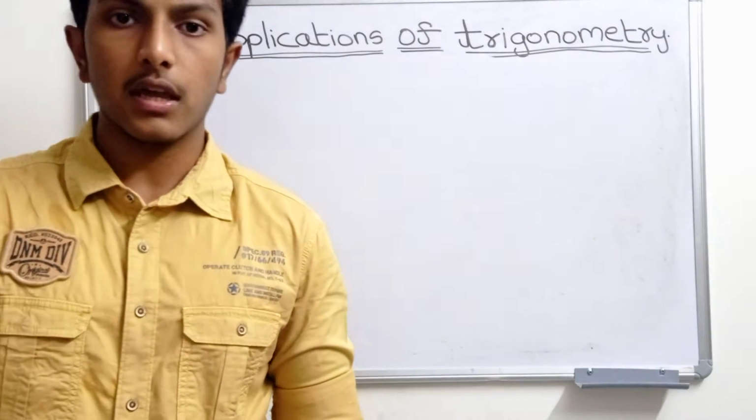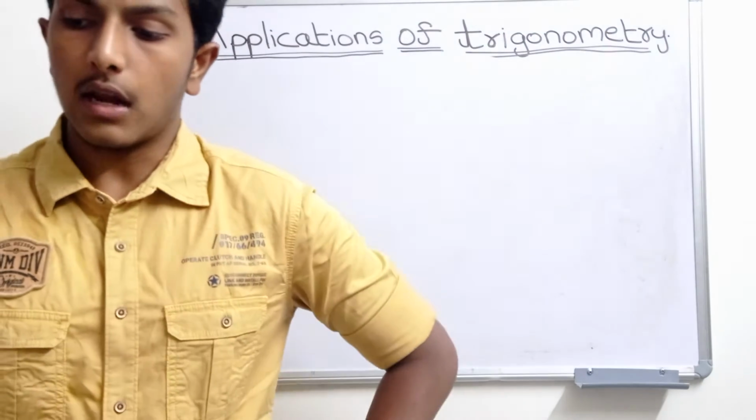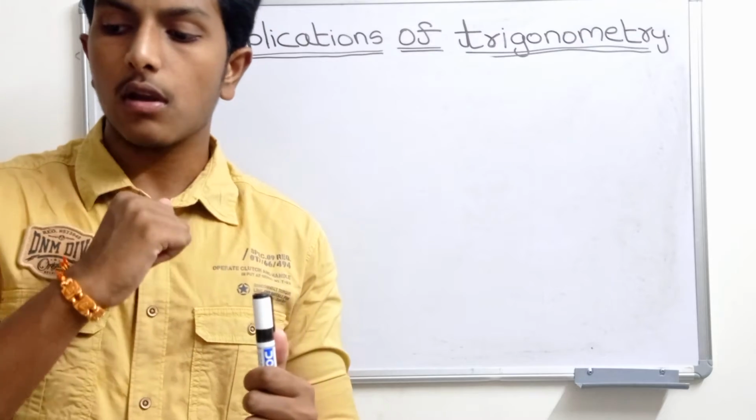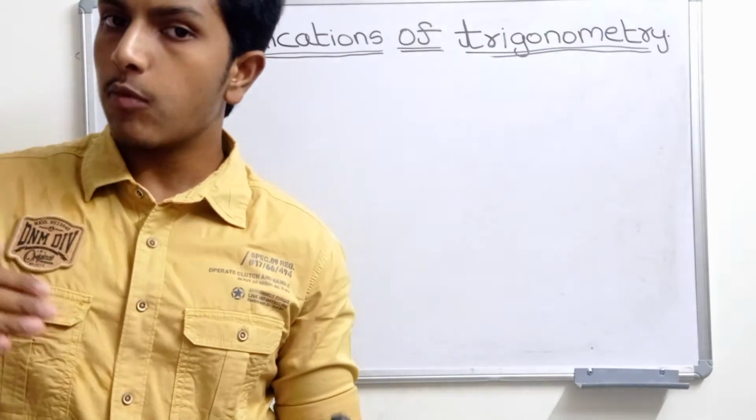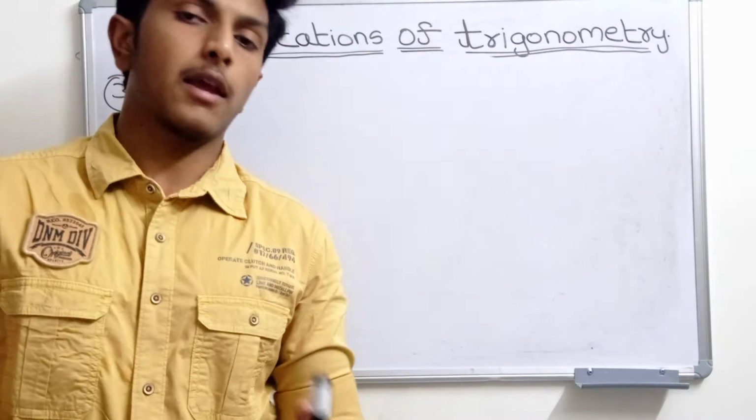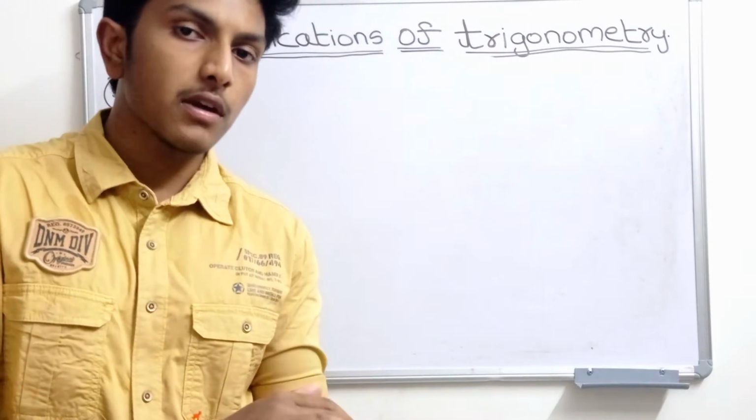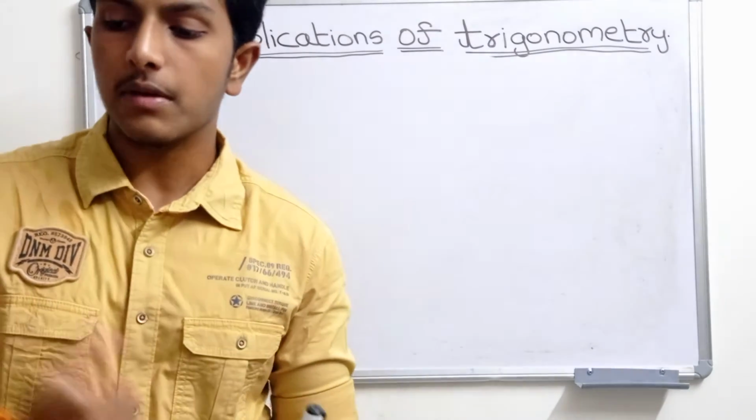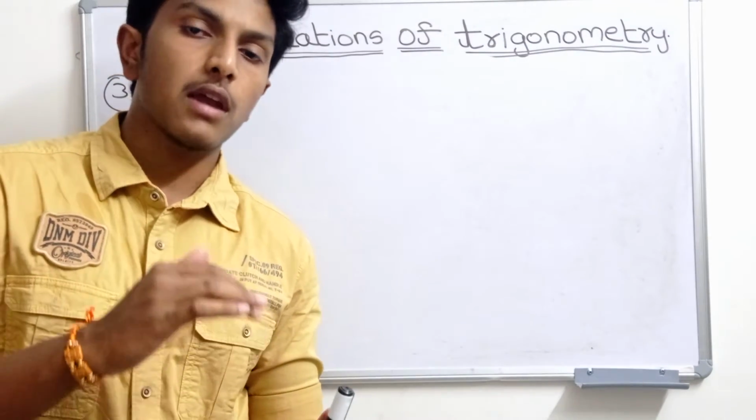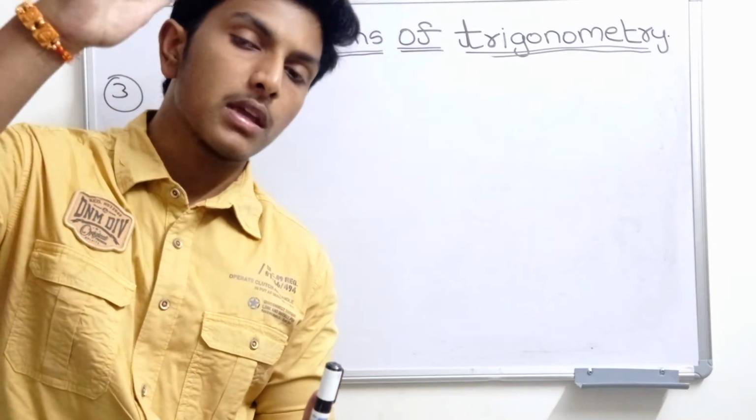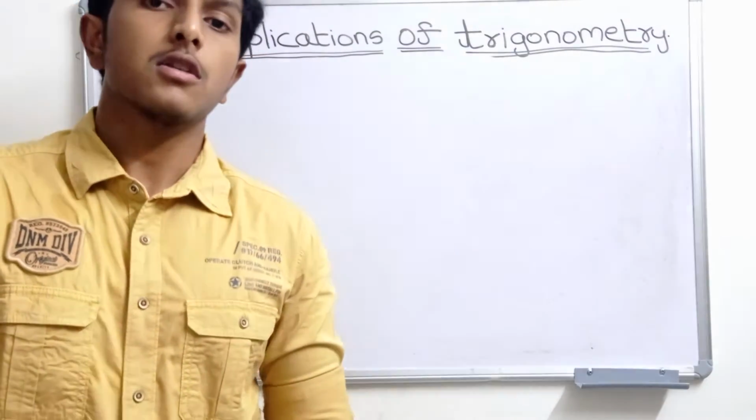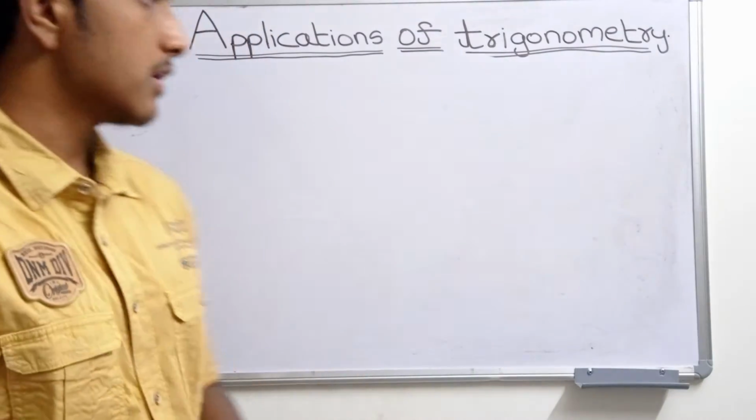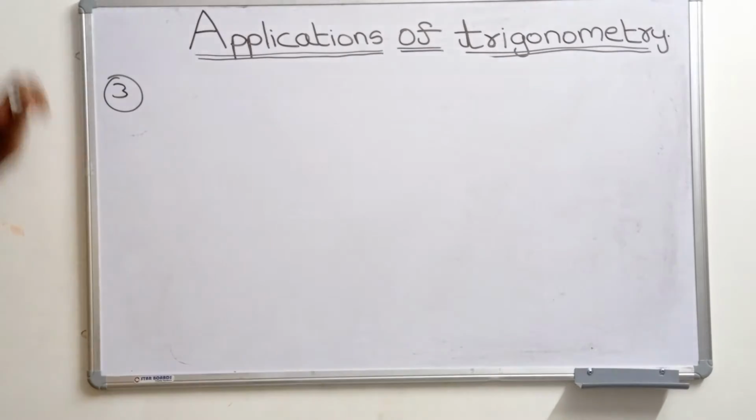Guys, I am reading the question again. Please listen carefully. An observer of 1.5 meters tall is 28.5 meters away from the chimney. The height of the observer is 1.5 meters and he is 28.5 meters away from the chimney. The angle of elevation at which he is watching the top of the chimney is 45 degrees. So we have to find the height of the chimney. So shall we start first with the diagram?